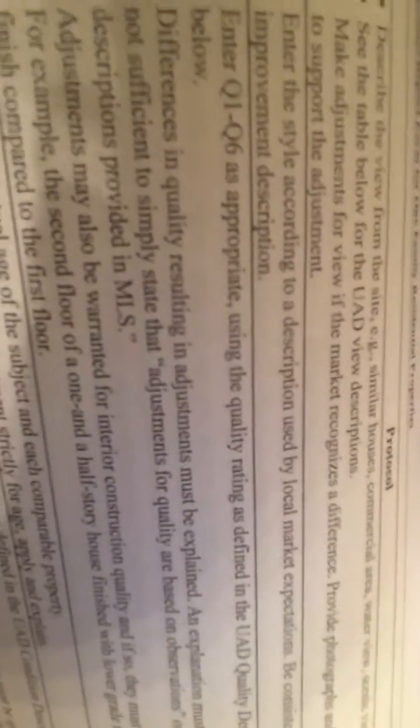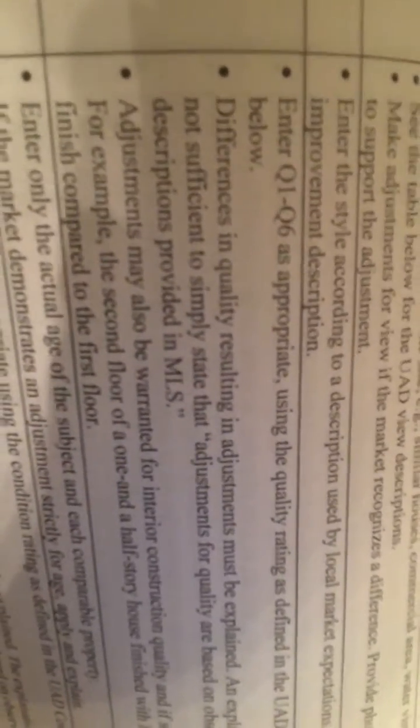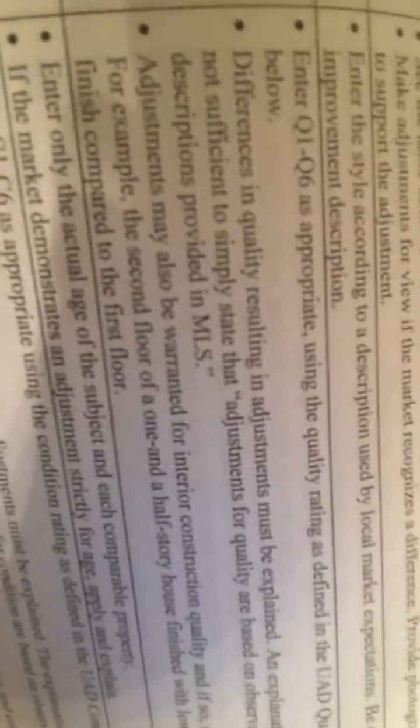Page 117. Field: View. Protocol: Describe the view from the site, for instance, similar houses, commercial area, water view, scenic view, etc. See the table below for the UAD view descriptions. Make adjustments for view if the market recognizes a difference. Provide photographs and explanation to support the adjustment. Field: Design, Style. Protocol: Enter the style according to a description used by local market expectations. Be consistent with the improvement description.